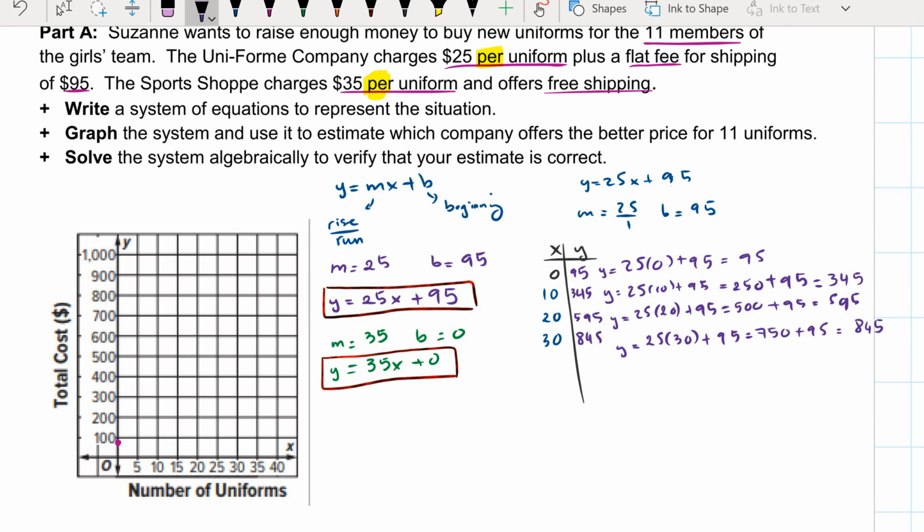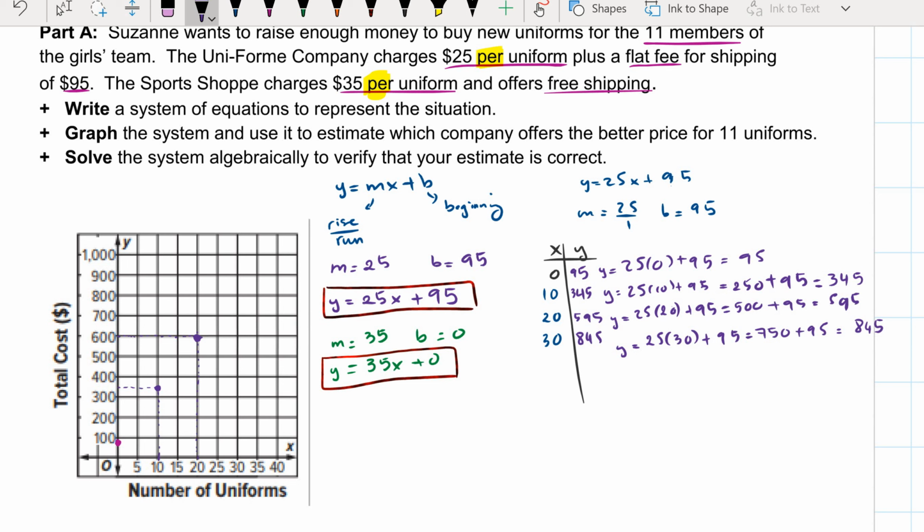Alright, so we're going to plug in these points. 10 go up to 345. It's close to the middle of 300 and 400. So that's my second point. If it was 20, it's 595, so it's almost 600. So if it was 20 uniforms, go close to 600.